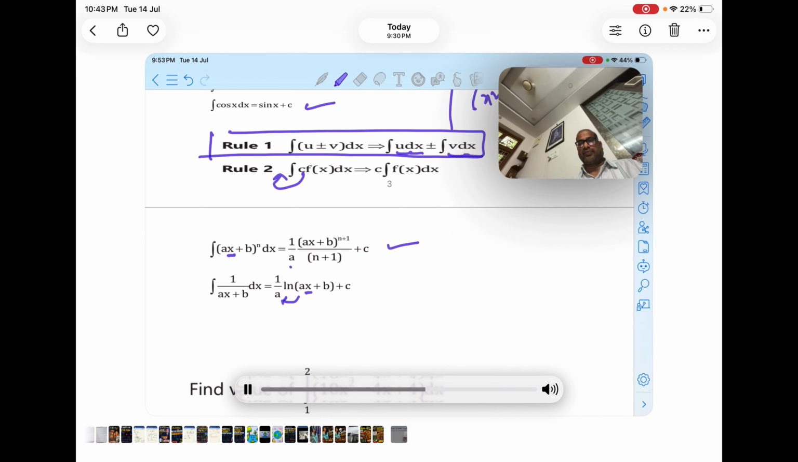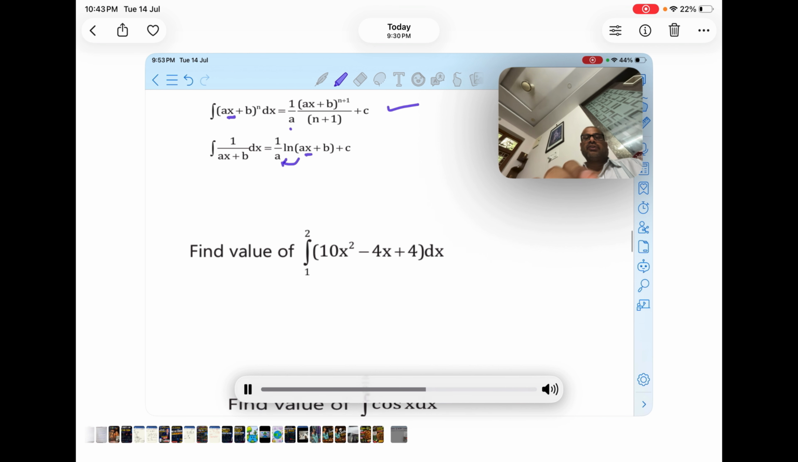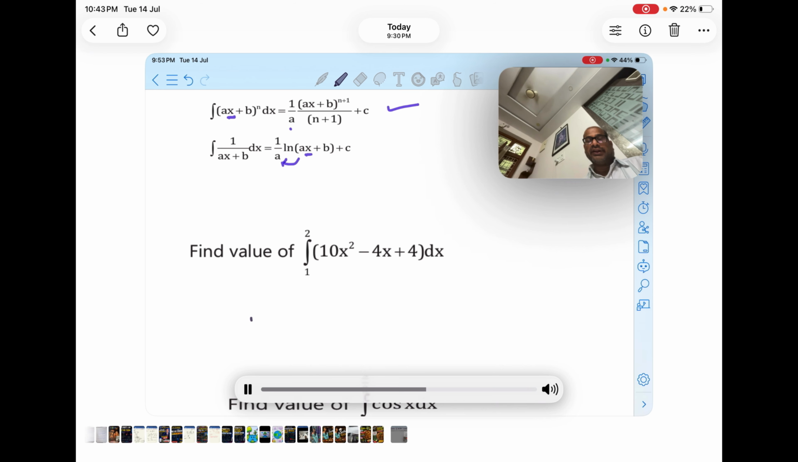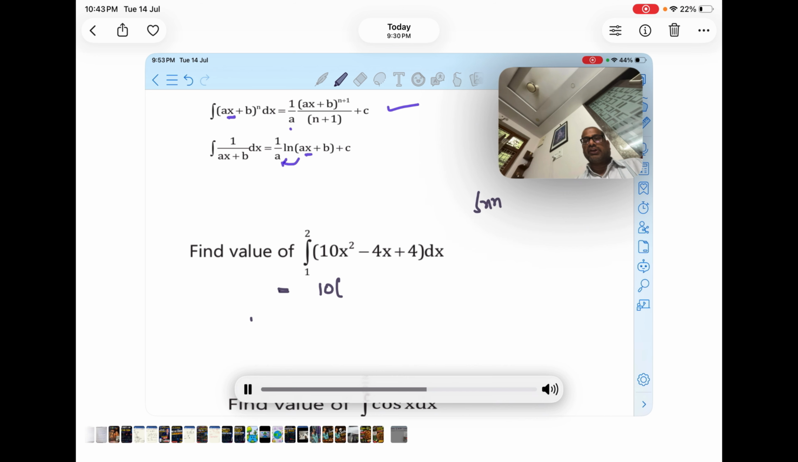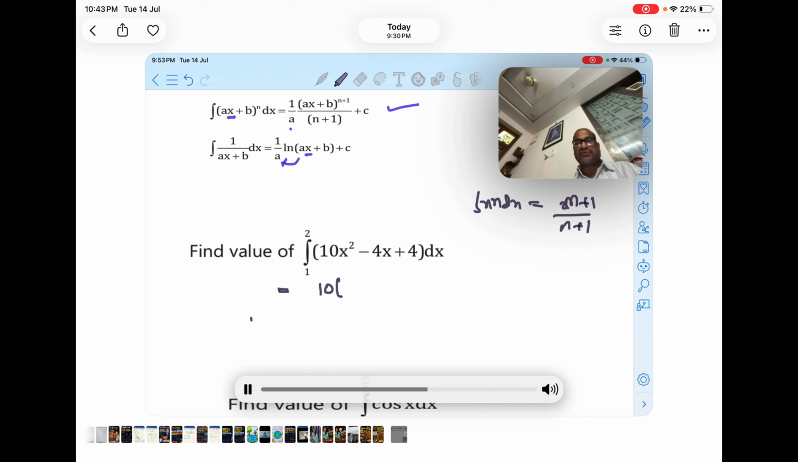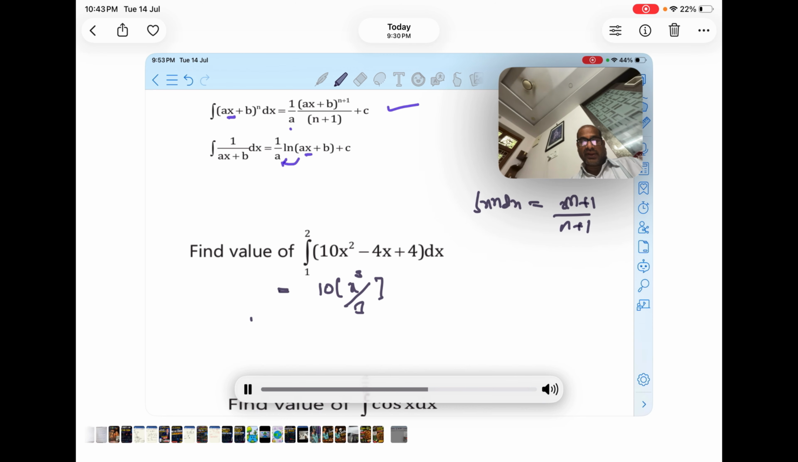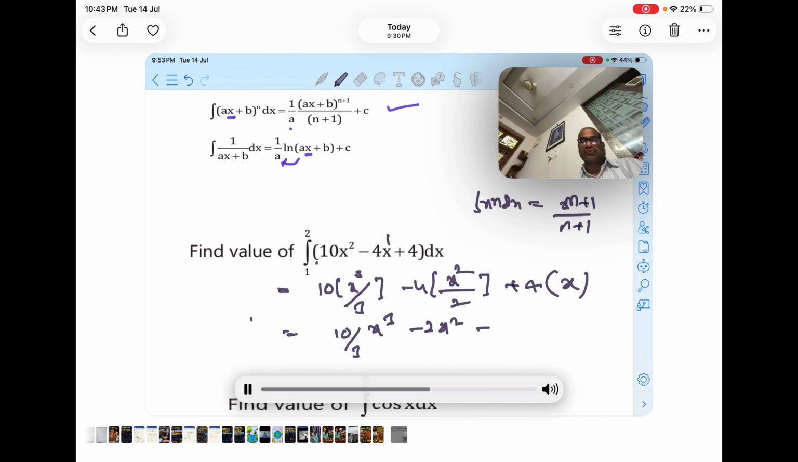Okay, now let us evaluate this value. I was asking the integration, limits are there. Just now we have seen integration of x^n dx is x^(n+1)/(n+1). So now 10 into x^(2+1)/3 minus 4 into x^1, what will it become? 1 plus 1 is 2, so 4 into integration of dx, which is x. So we get 10/3 x^3 minus 2x^2 plus 4x, this is the integration of this value.